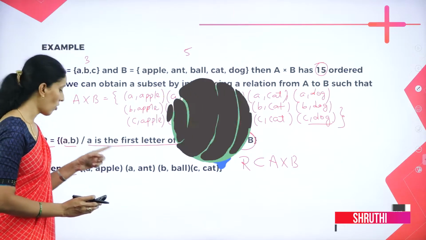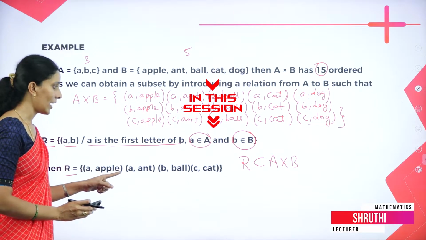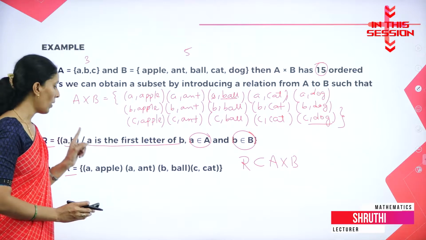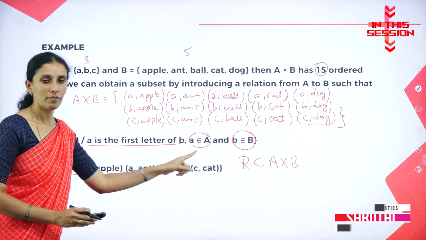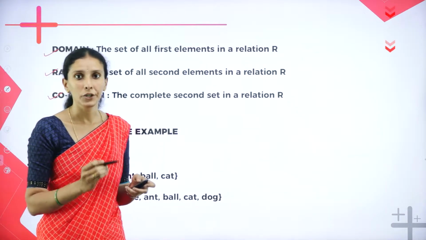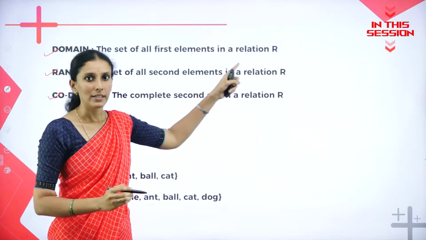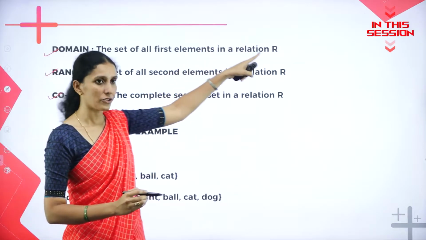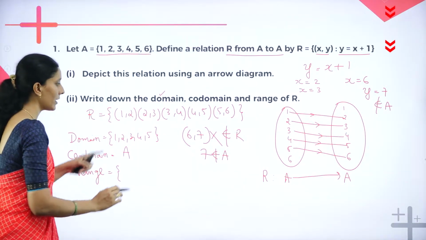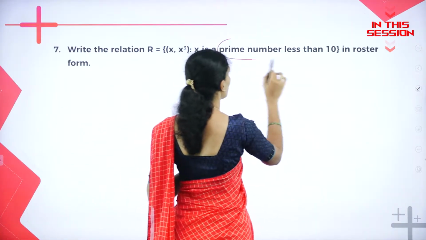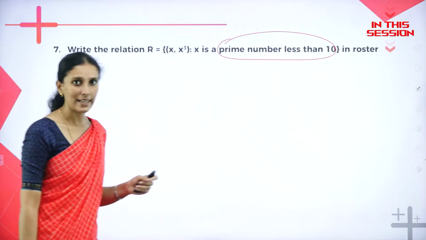The first and second elements are related in the way where A is the first letter of B. What do you mean by domain? So domain is the set of all elements that are first elements in the relation R. Range is nothing but images of the first element. So here the condition is given: you should consider the prime numbers less than 10.